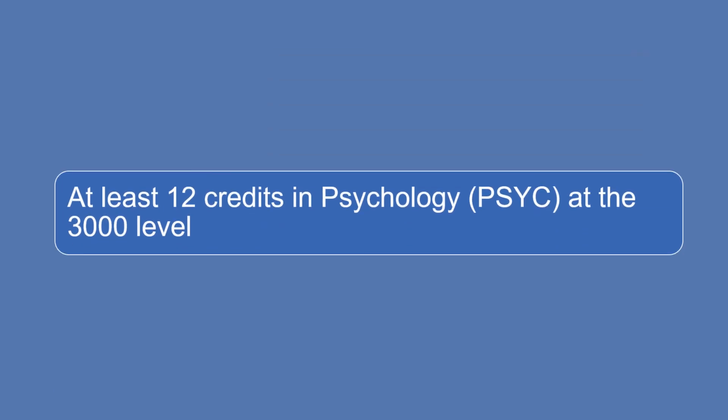You must also complete at least 12 credits in psychology at the 3000 level or third year level. The completion of these courses will total 33 credits and will ensure that you have a solid foundation in the study of psychology.